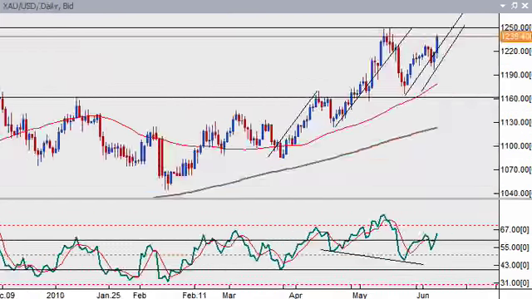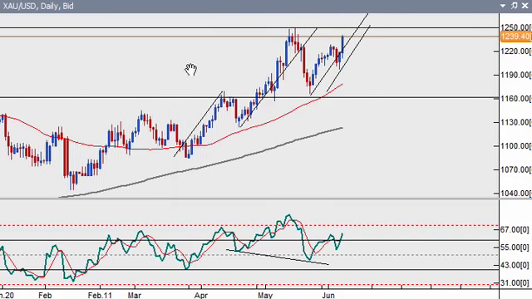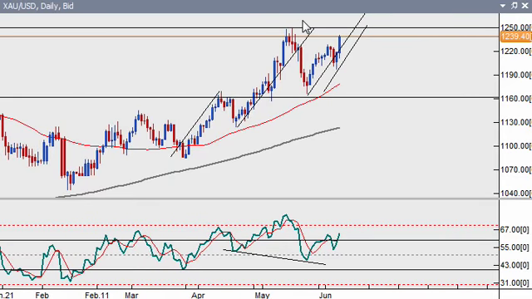Here's a look at gold. There were a couple of scenarios I was juggling last week, but this is the overall longer term, intermediate term projection.